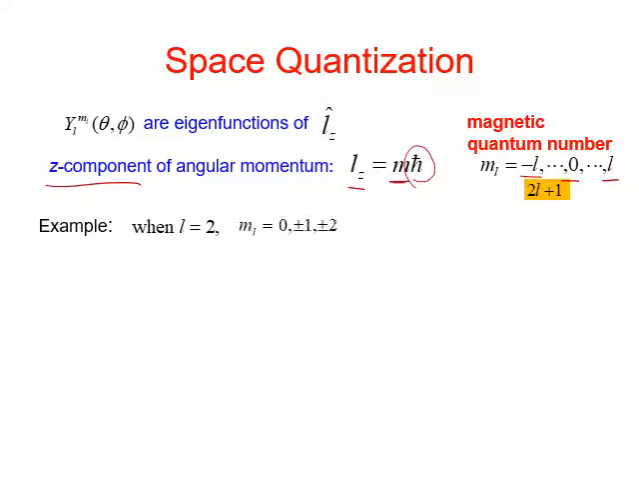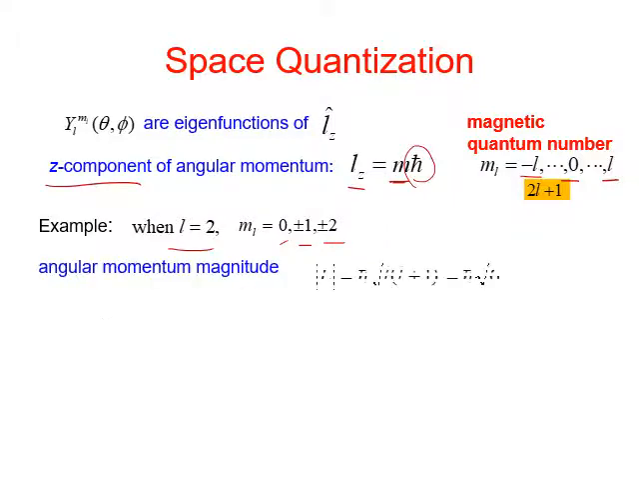Now, for example, if L equals 2, from last slides, we know m can be 0, positive and negative 1, positive and negative 2. So you have 5 z components. Now let's calculate the angular momentum magnitude. The magnitude is calculated by h bar times the square root of L times L plus 1. L here is 2, so 2 times 2 plus 1, and that gives you the square root of 6 times h bar. So this is the angular momentum magnitude, and we have 5 z components.